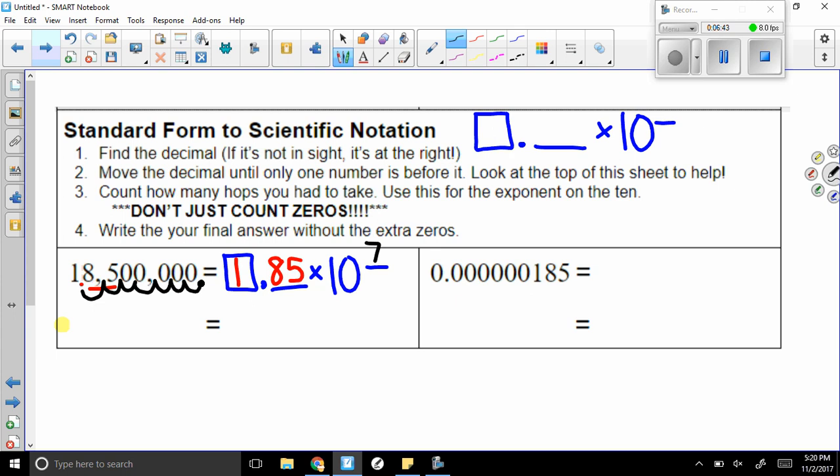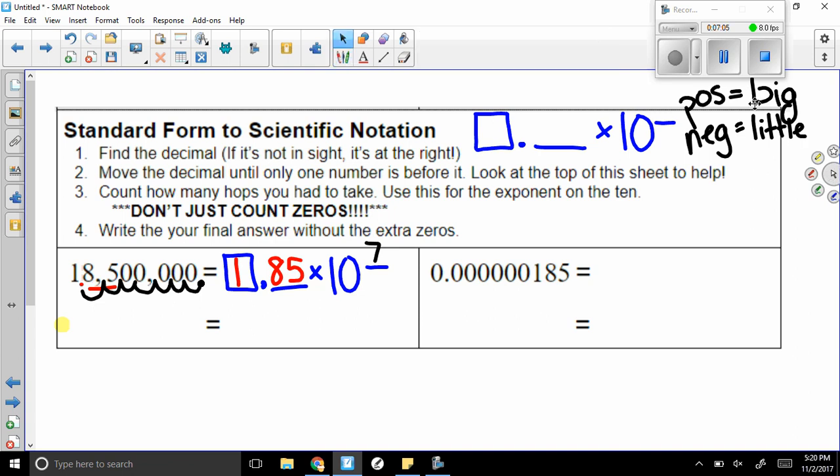Now remember, positive exponents are big numbers. Negative exponents are little numbers. So because this was a really big number, 18 million is a huge number, I'm going to use a positive exponent. So now I'm going to rewrite my final answer without all those zeros and all my graphic organizer. I know that that equals 1.85 times 10 to the 7th power.